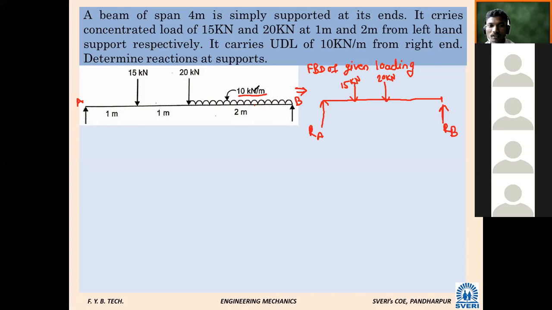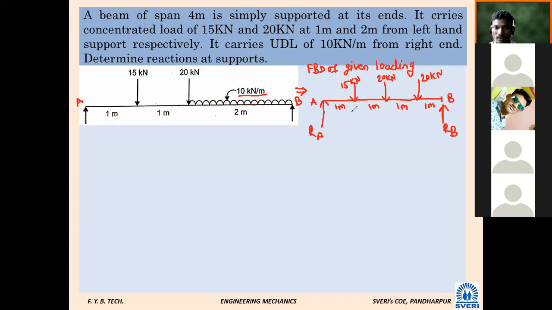And as we have seen, we show this UDL at the midpoint of its span. I mean the span of the UDL, not the total beam span. Here A, here B. From the right-hand side, at what distance should I show this 20 kilonewton load? At 1 meter. Here I show the 20 kilonewton load at a distance of 1 meter, and again 1 meter and 1 meter, so the diagram becomes like this.